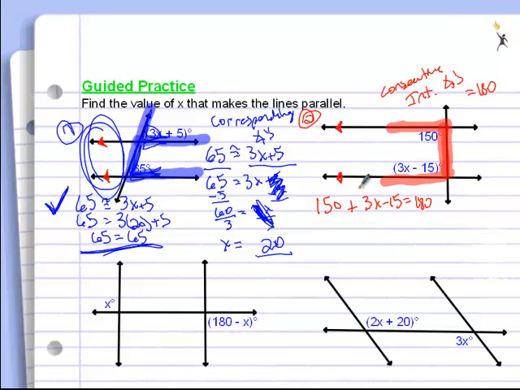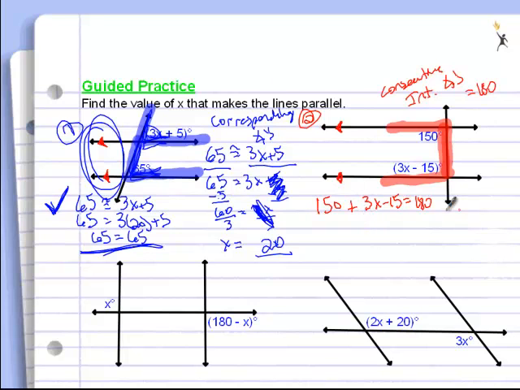This is the same way mechanics fix vehicles. They run a bunch of tests and assume that something is broke. They fix it or replace it, and hopefully that solved the problem. And if it didn't, well, then they assumed or they predicted wrong. Not a big deal. It happens. We're going to assume that they're parallel in order to try and solve this.